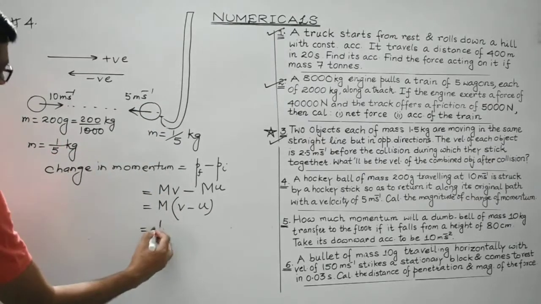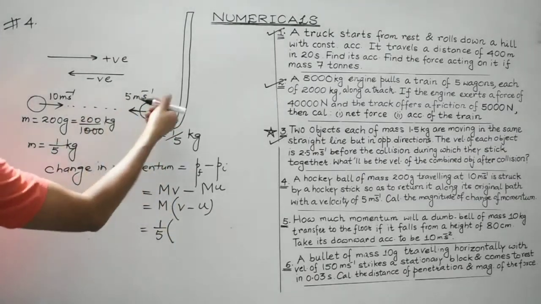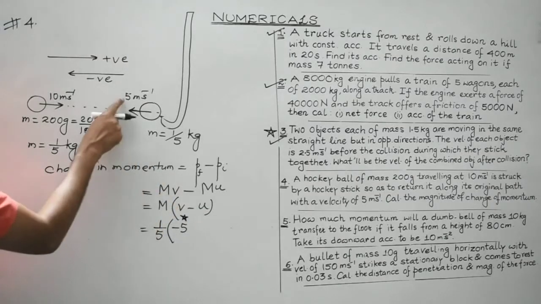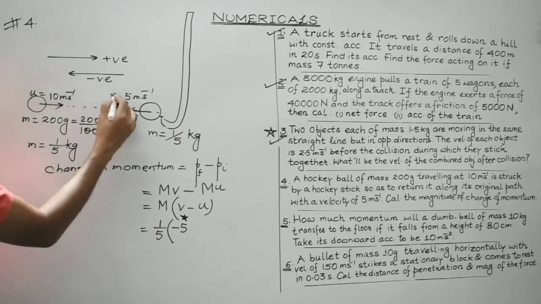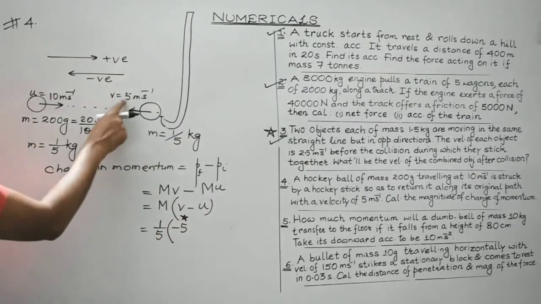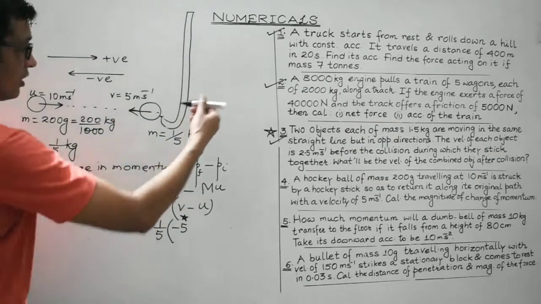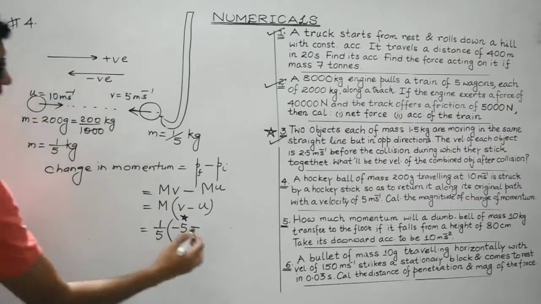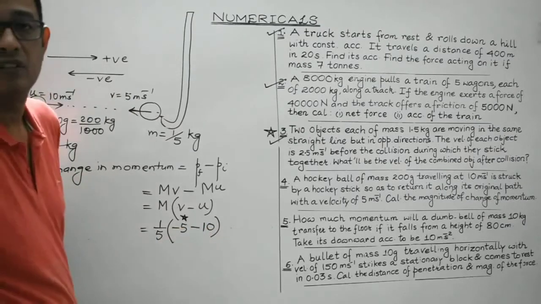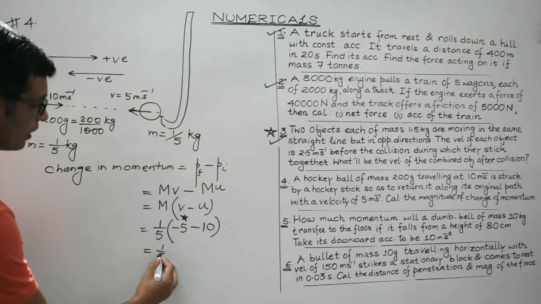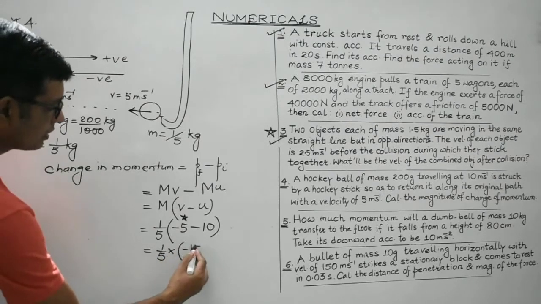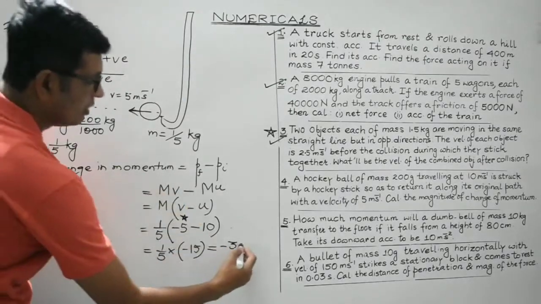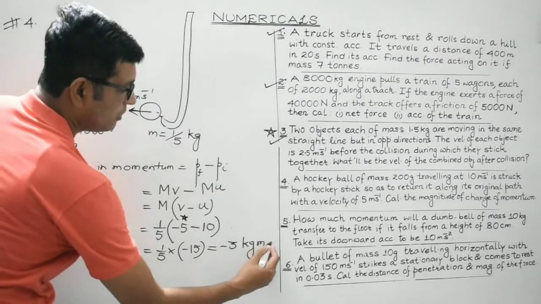So this is the final velocity. Mass is given to be 1 by 5. Final velocity, this direction is considered negative, so it will be minus 5. This is a key point, students: in place of v, don't write 5. This is initial velocity, this is final velocity. But here, substituting the value, you are supposed to write v as minus 5, because it is moving in the opposite direction. Minus u, this is considered positive, so plus 10. So what you get is 1 by 5 multiplied by minus 15, so it is minus 3. And the unit would be that of momentum, mass into velocity, kg meter per second.